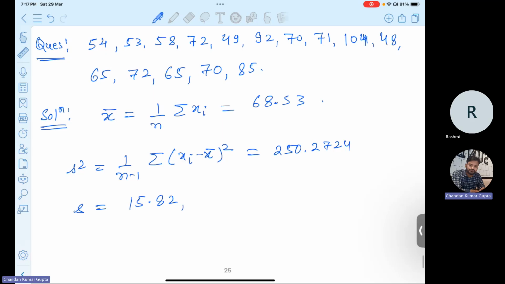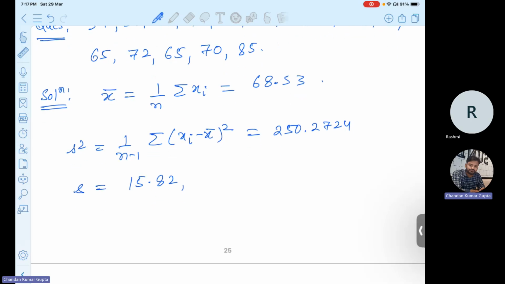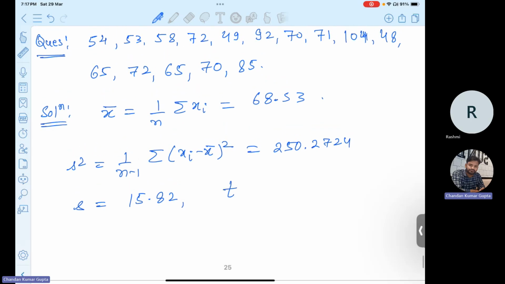Now since the population variance is unknown, in that case we use t distribution instead of normal distribution. That we have already discussed in the previous slide. So we are given n equal to 15. The t value at 15 minus 1, that is 14 degrees of freedom, at 0.025, from the t table obviously comes out to be 2.145.